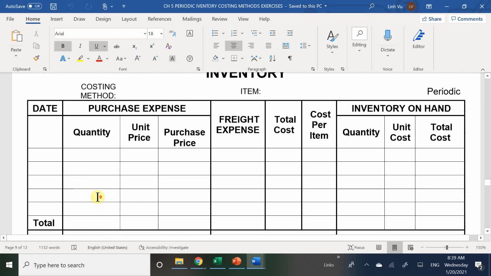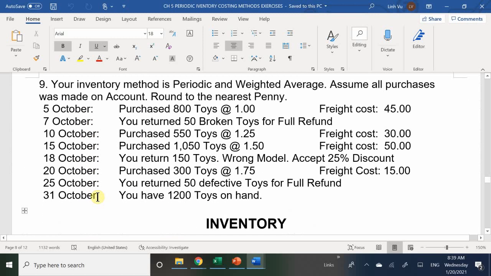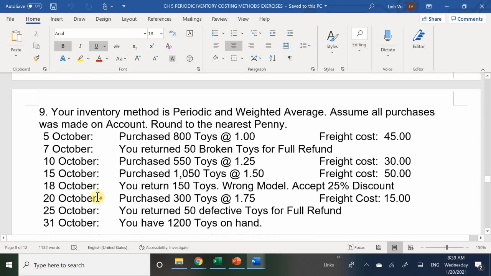It's the last problem that we have here, and this one's going to be the fairly easy one, because this time the inventory method is still periodic. However, we are dealing with weighted average. With that being said, assume that all purchases were made on account and round to the nearest penny. So let's get started. On October 5th, we purchased 800 toys at $1 each, with the freight costing $45.